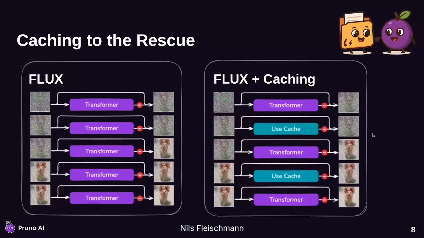You can also see this on the slide on the right-hand side. So how Flux with caching would work is that at the first step, you would use your transformer as you would normally, but for all the heavy computations you do in the transformer, you would save them somewhere. Then in the next step, instead of performing all of these heavy computations again, you just use the cached values, which are probably very similar to what you would have computed with the updated input. And that's the main idea behind caching for diffusers.